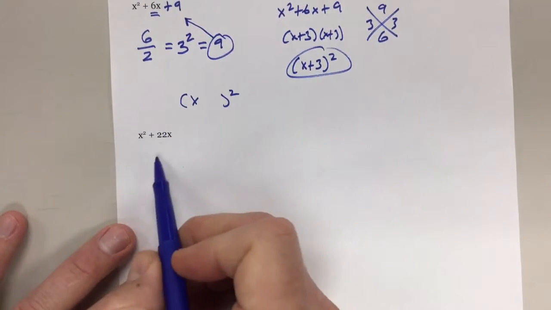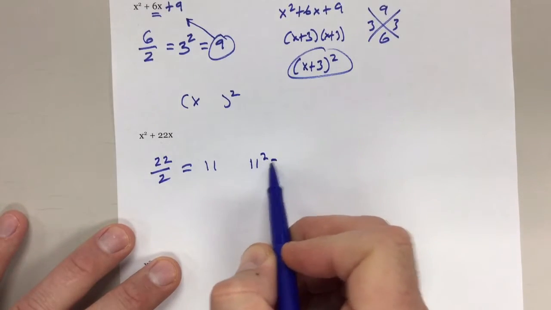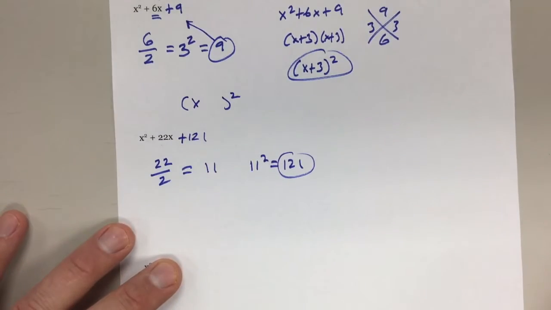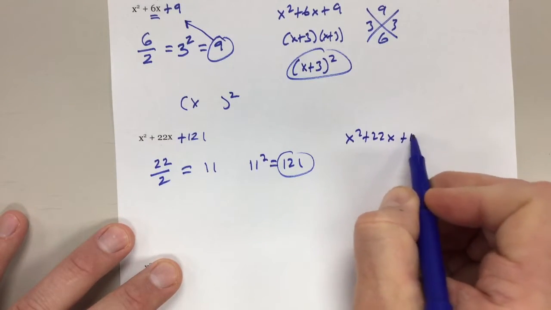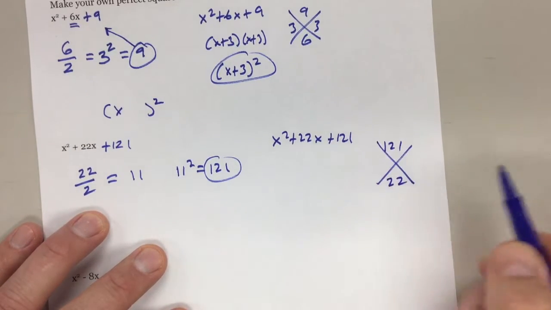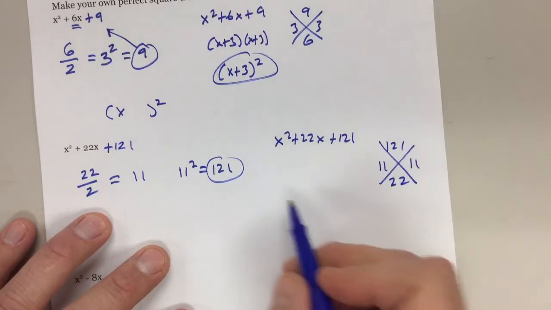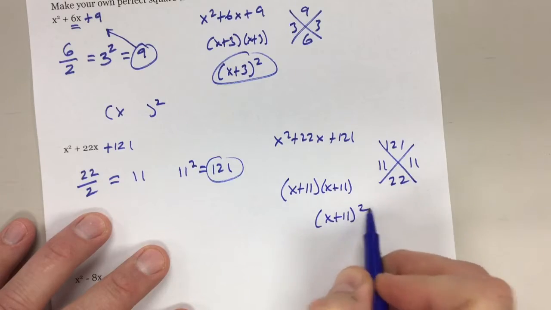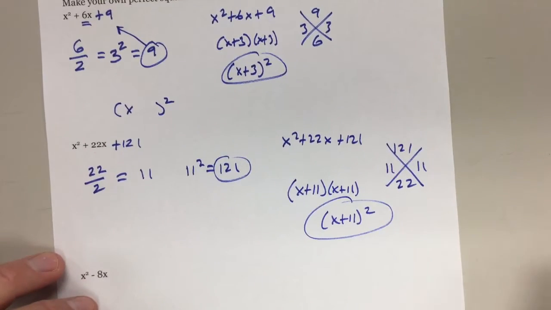So it's very easy. Take 22, cut it in half, take whatever half is and square it. It's 121. That is the number that if I add it to the end of this equation, it turns this into a perfect square trinomial. So now when I factor it, put 121 here, 22 here, it's 11 and 11. 11 plus 11 is 22, 11 times 11 is 121. So the factors are x plus 11, which can be written as x plus 11 squared. So you have to get it down to this answer at the end.